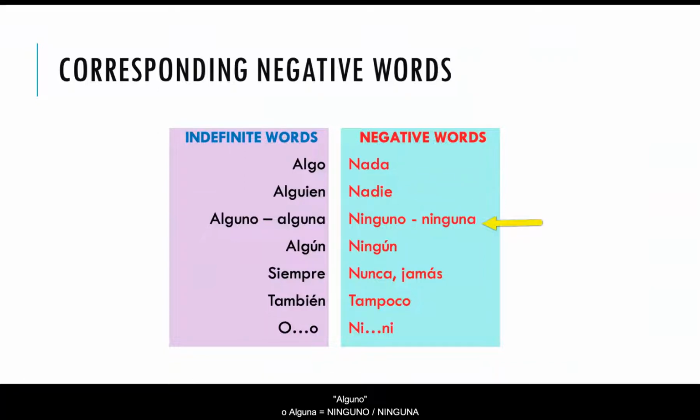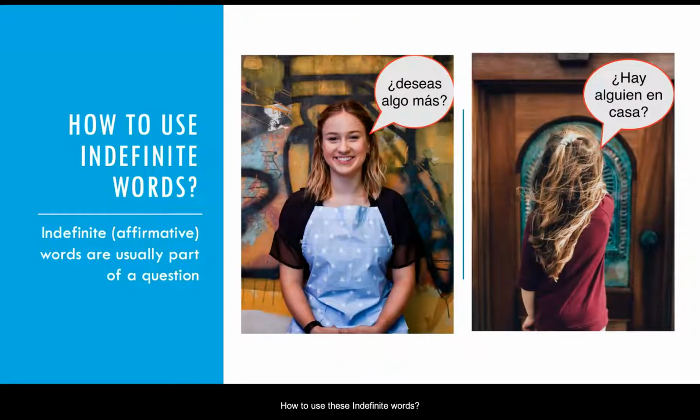Alguno or alguna, ninguno, ninguna. Algún, ningún. Siempre, nunca or jamás. También, tampoco. O, ni. How to use these indefinite words?